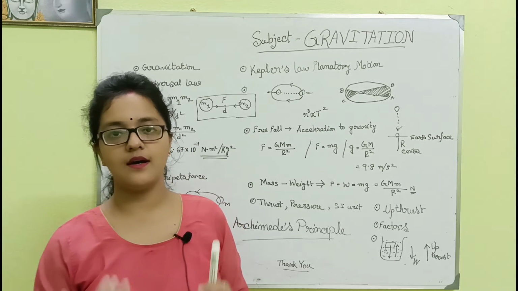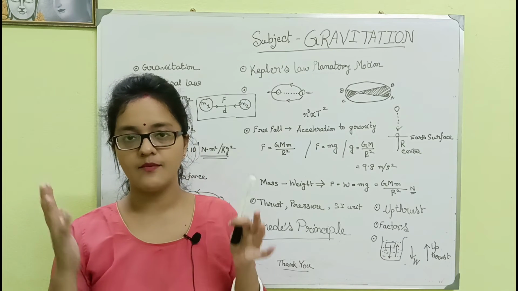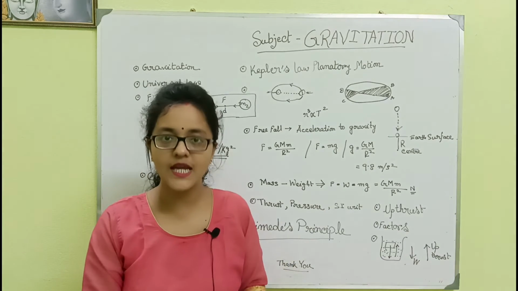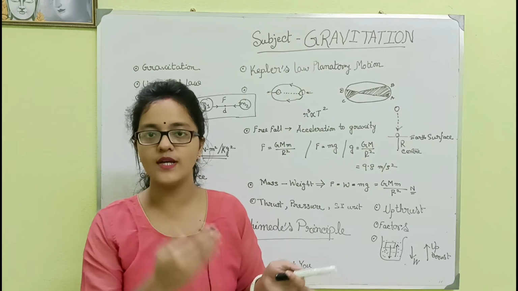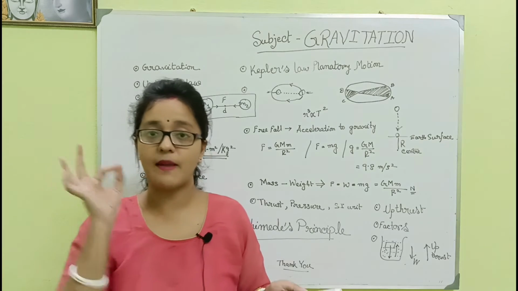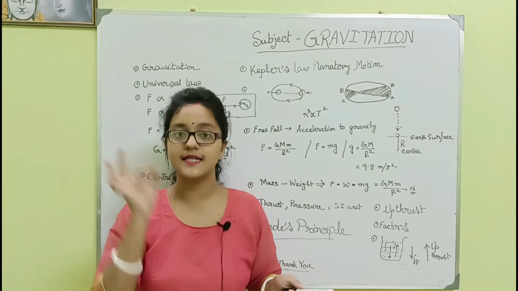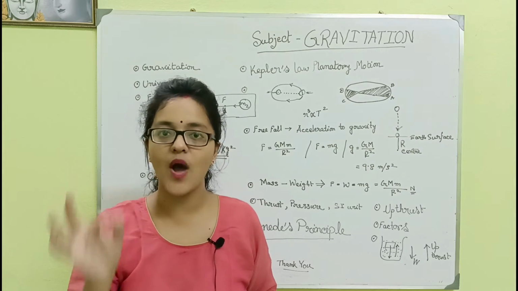Now I am going to discuss the planetary motion laws provided by Kepler. There are three laws: first law, second law and third law. The first law is that when a planet is moving around the sun, the orbit shape is elliptical, with the sun at one of the foci.